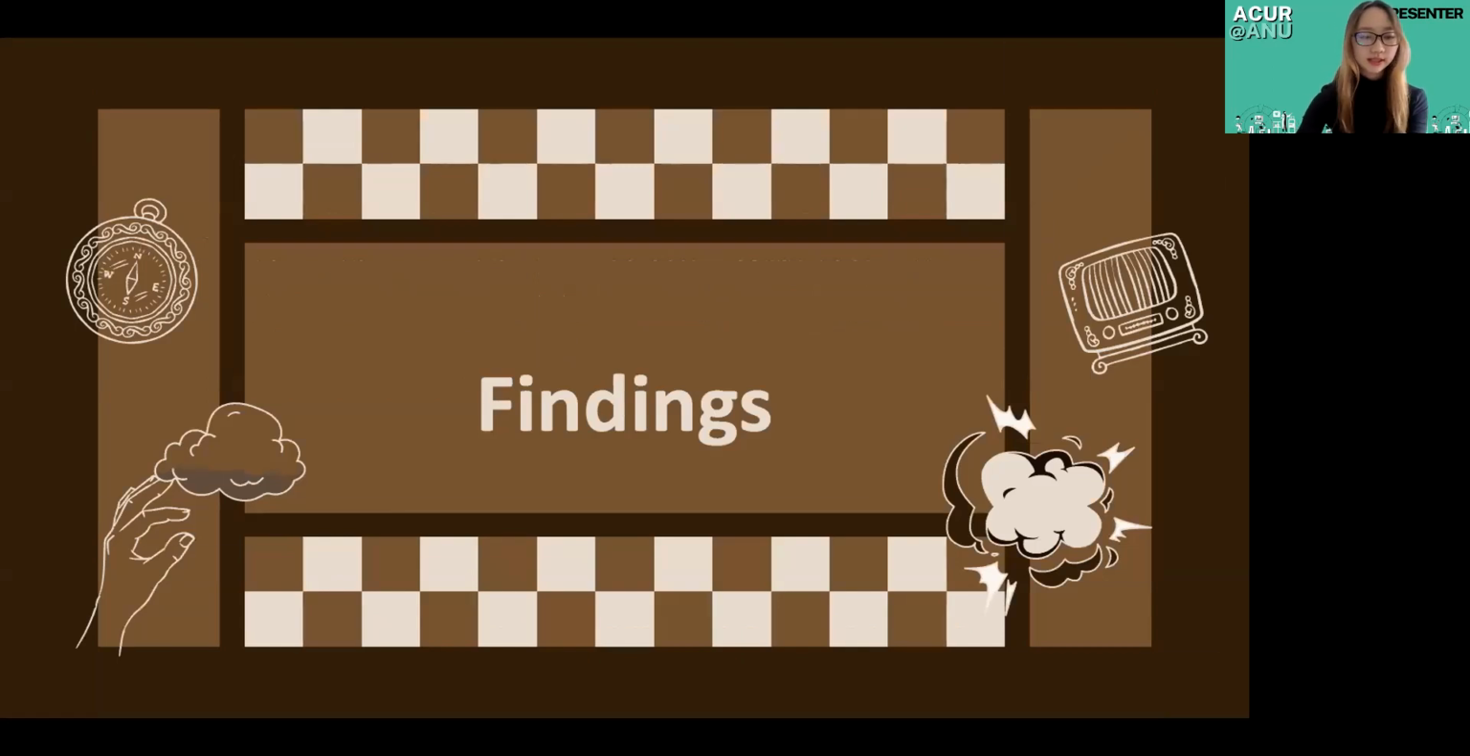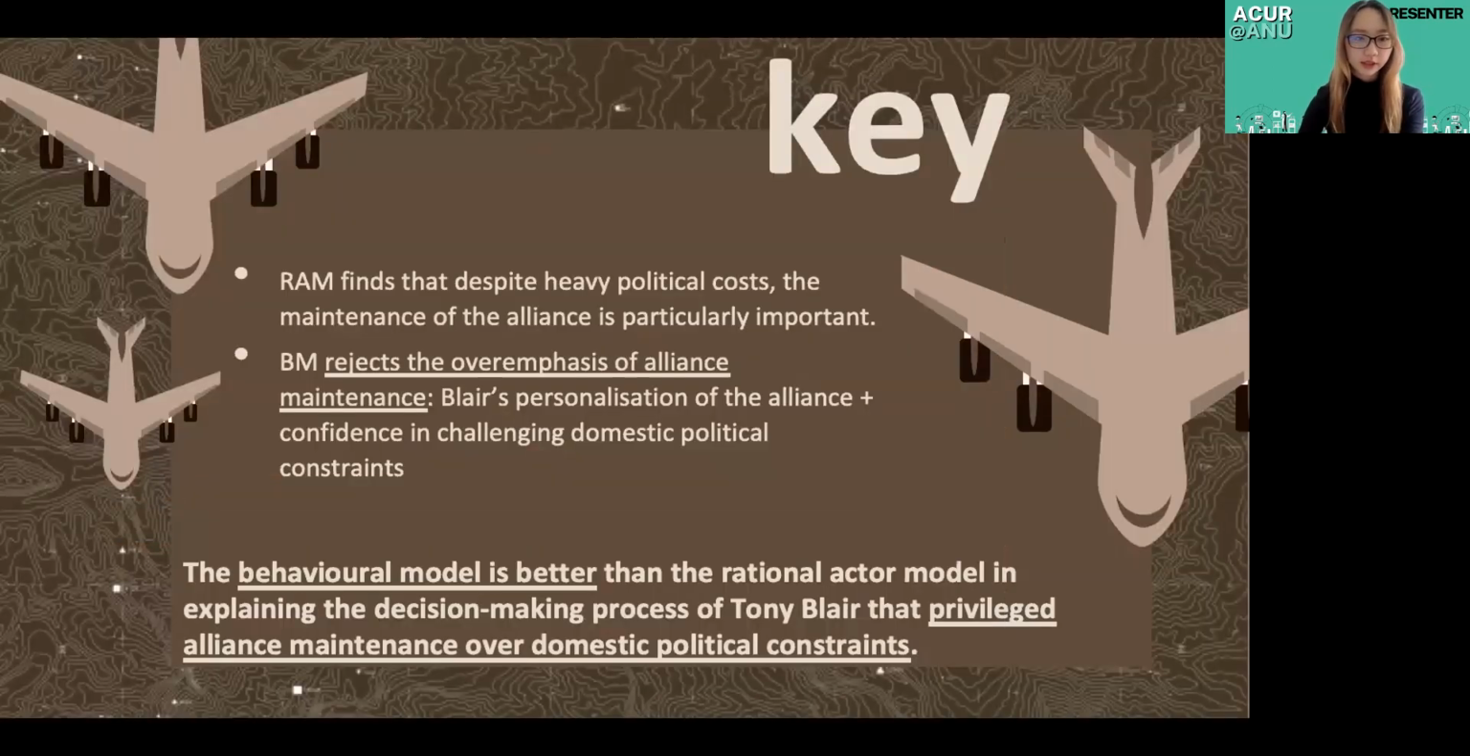To summarize, an initial assessment finds that the disadvantages initially outweigh the advantages due to strong opposition from the international community, from the parliament, and from the public. However, RAM finds that there were more incentives because the dynamics of alliance dependence make the maintenance of the Anglo-American alliance a particularly important strategic consideration.